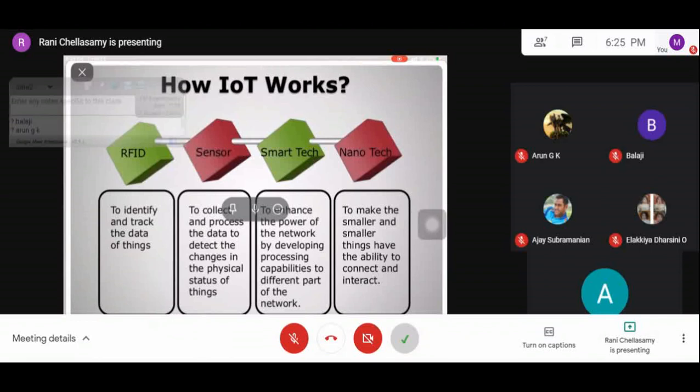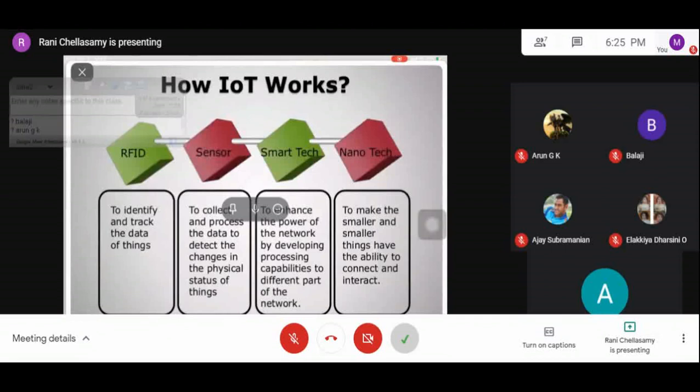Next is smart technology, to enhance the power of the network by developing processing capabilities in different parts of the network. Nanotechnology makes smaller and smaller things have the ability to connect and interact. So the last part is interaction, interacting within the network.